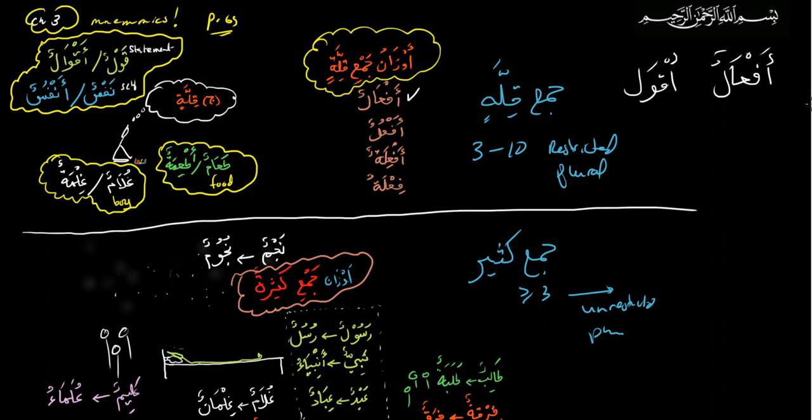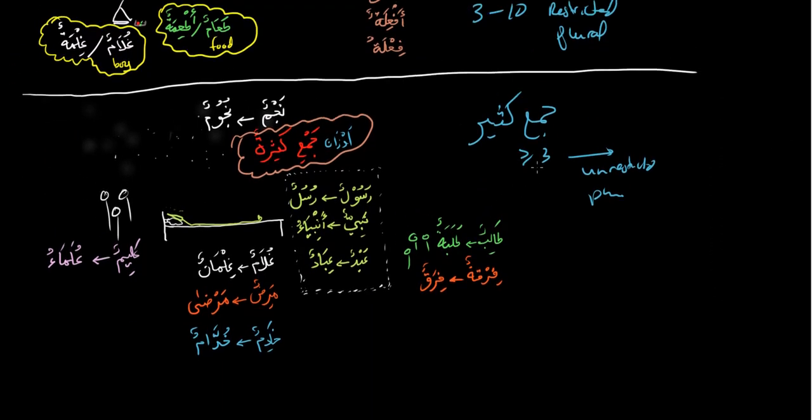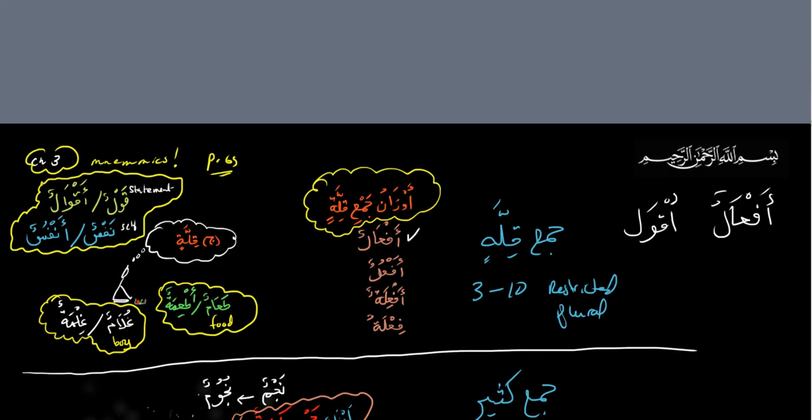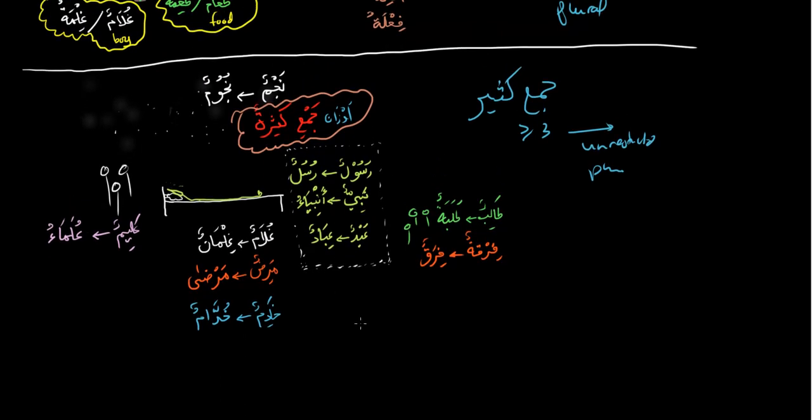The next mnemonic has 10 for jam'a kasir. Jam'a kasir refers to numbers greater than 3 and is unrestricted plural. The first category was restricted plural, and this is unrestricted plural. There are 10 awzaan given to us here, so let's see if we can derive them from the mnemonic we have. Ghulamun was a boy again. Ghulamun, ghilmatun was one plural, which was a plural kasir.